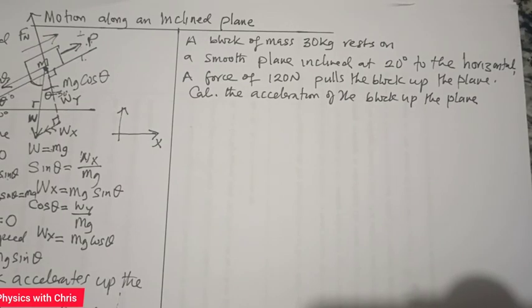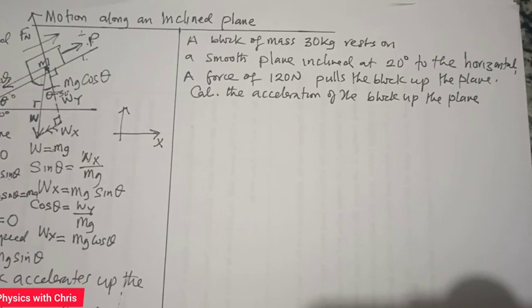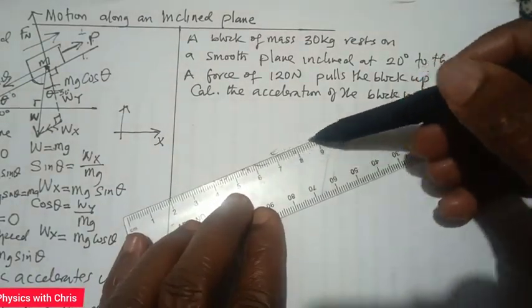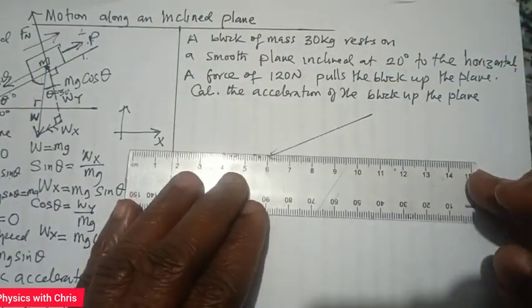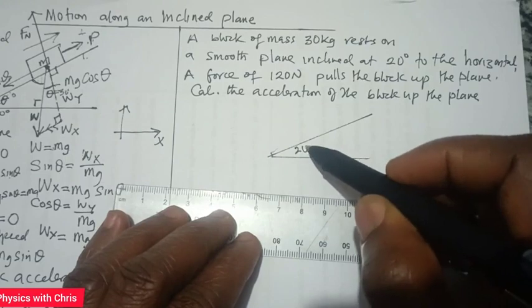Okay, let's consider this question. A block of mass 30 kg rests on a smooth plane inclined at 20 degrees to the horizontal, and then a force of 120 Newton pulls the block up the plane. We are to calculate the acceleration of the block up the plane. Something like this. This is the angle of inclination of the plane, 20 degrees.